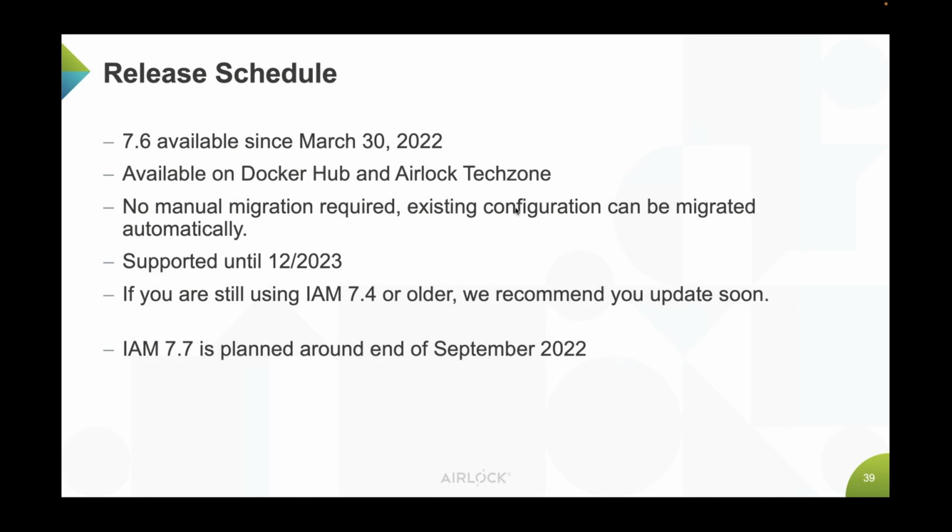7.6 was already released at the end of March. And as always, it's available on Docker, both on Docker Hub or on Airlock Tech Zone. If you choose to pull it from Docker Hub, you will also find information in the documentation on how you can access this, because you need an access token for that.